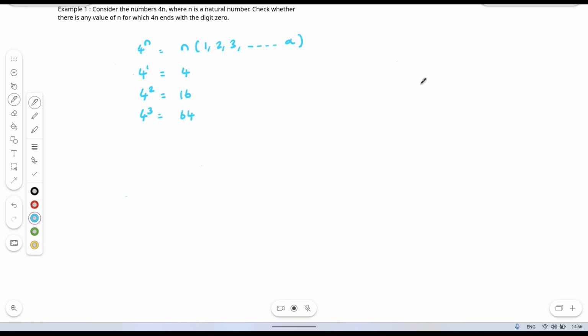So basically you have to find the value of n for which, when substituted in 4 to the power n, we get an answer whose last digit is 0. To solve this problem, there are three, four, or five methods.